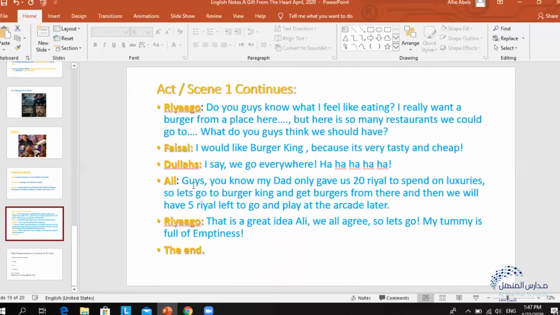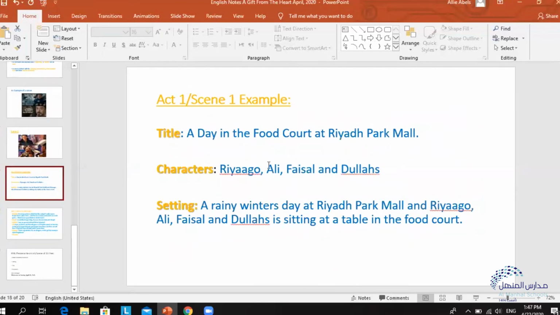So this is basically an example of an act and a scene. Why? Because I have characters. Why? Because the characters are talking to each other. There's dialogue. And everyone knows where this is taking place. It's taking place in the food court at Riyadh Park, and the characters are also visible in the scene that I wrote. So this is what I wanted to expound on and explain to you today.